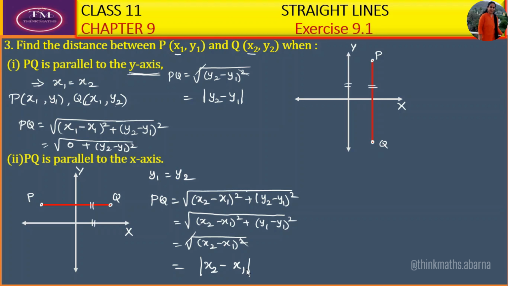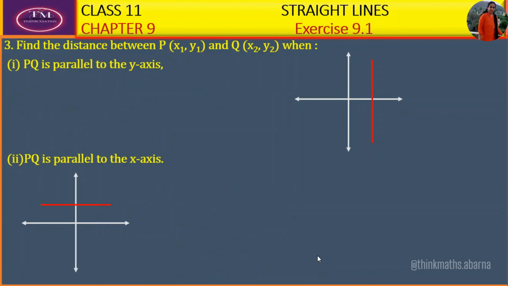So these are the two values. When PQ is parallel to the y-axis, the distance is modulus of y2 minus y1. When PQ is parallel to the x-axis, the distance is modulus of x2 minus x1. Very simple, isn't it? Shall we move on to the next one?